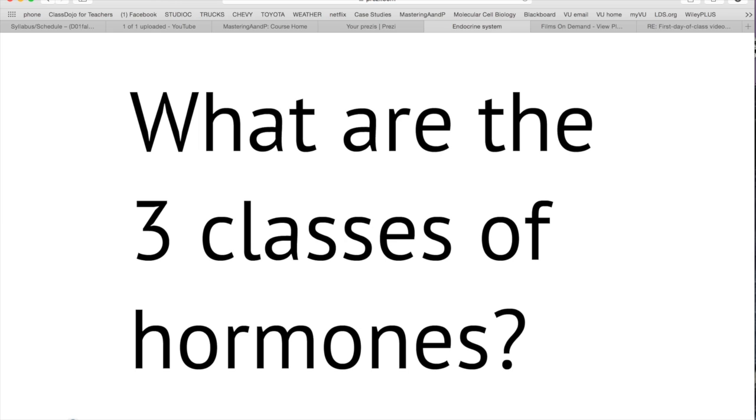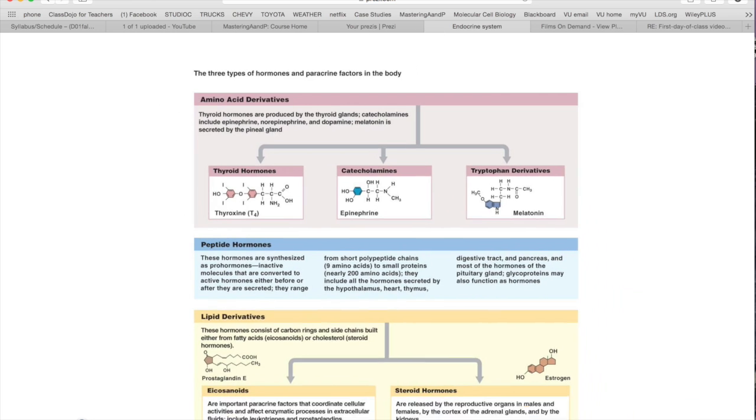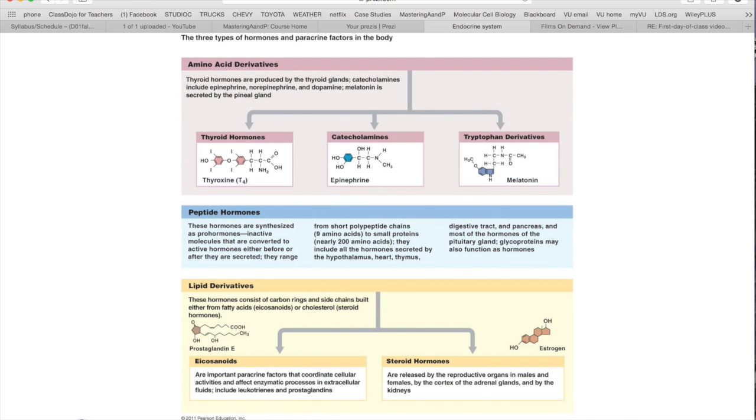Next we need to know the three classes of hormones. That video talked about steroid hormones and protein hormones, and depending on which book you read, they have different names. So your book has three classes: the amino acid derivatives, which you can see up here, they come from amino acids. They look very similar to amino acids, so that's why they have that name. And then there are peptide hormones, which are small proteins. And then the third class would be the lipid derivatives, such as the steroid hormones.